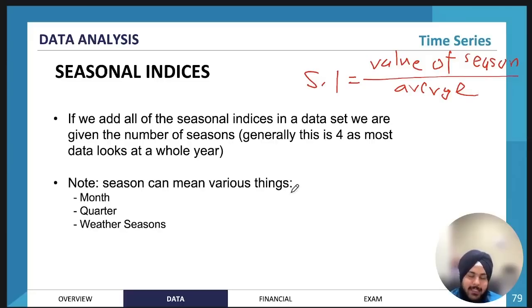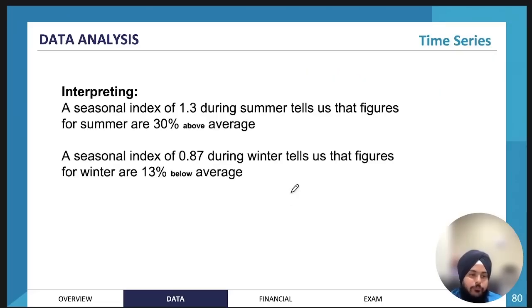Cool. So season can again mean various things depending on the context, but usually it could be months, quarters, or weather seasons. In terms of interpreting a seasonal index, there are a couple of ways. If the seasonal index is above 1, let's say 0.3 above 1, we can multiply that by 100 and say that figure is 30% above the seasonal average.